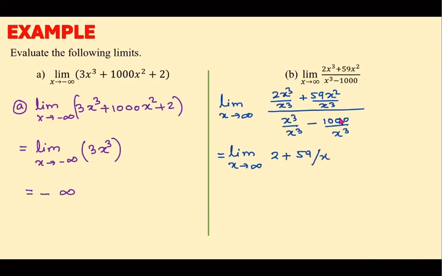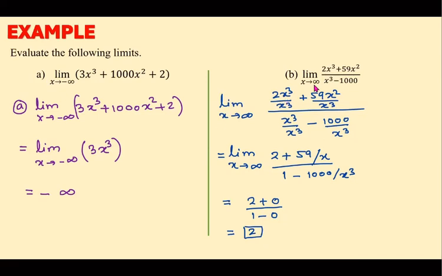So we are left with x. So 59 over x. X cubed over x cubed, that's a 1. Then minus 1000 over x cubed. Since x approaches infinity, x is very, very large. So this will be 2 plus 59 divided by a very large quantity, which is 0, and then over 1 minus 1000 divided by a really, really large quantity, that is also approximately 0, which is equal to 2. So that means the limit of this rational function is 2.